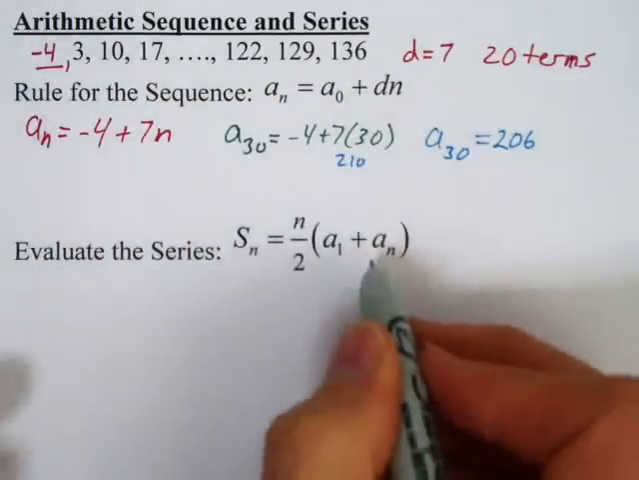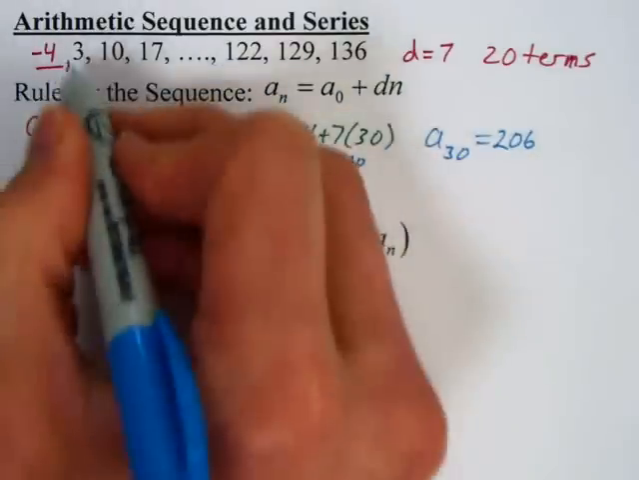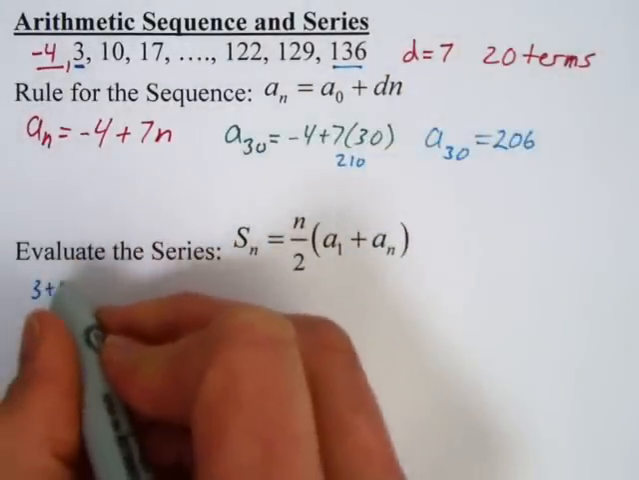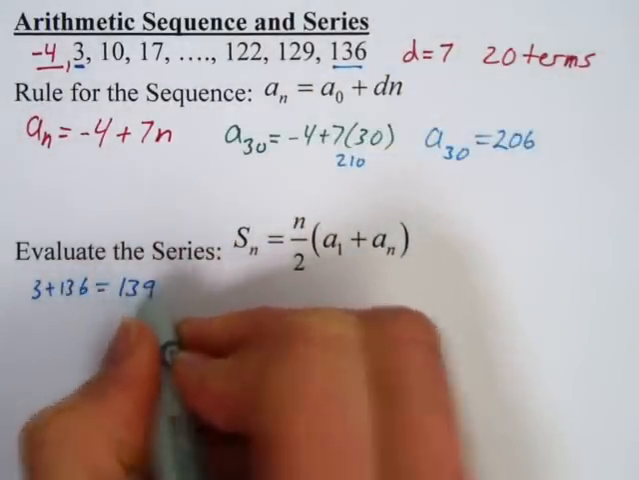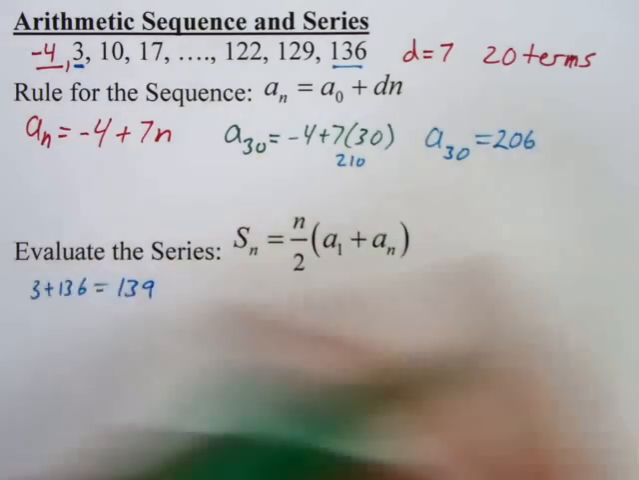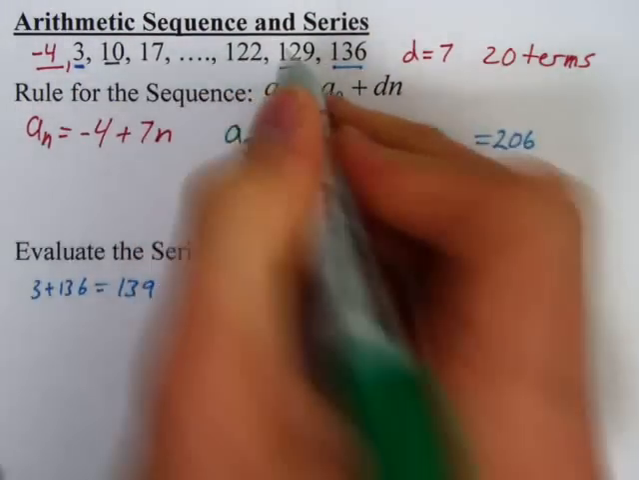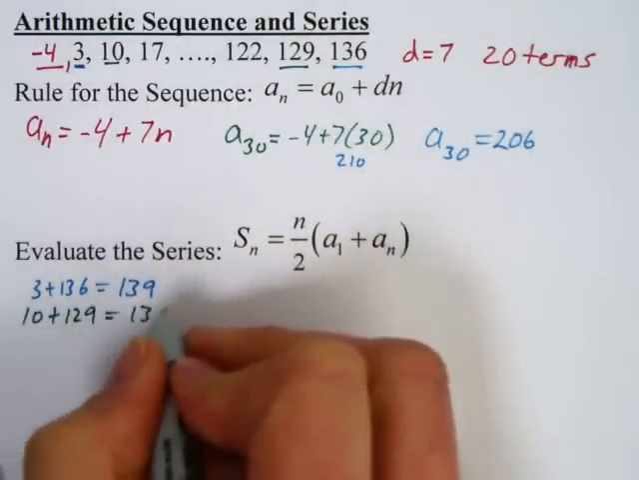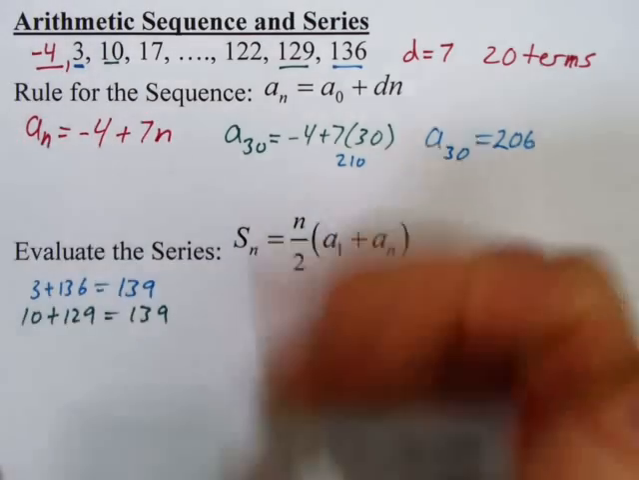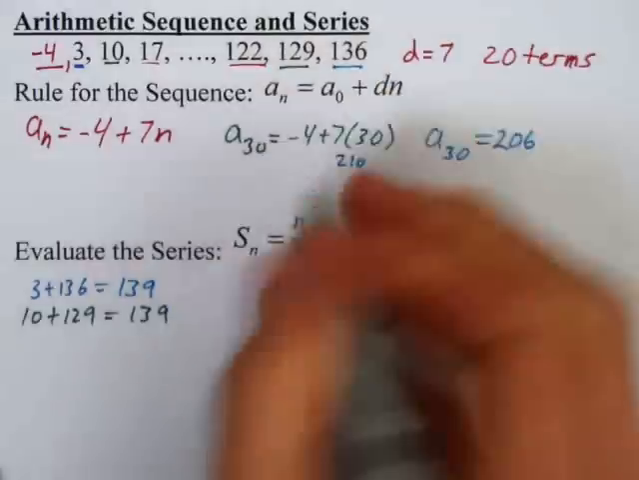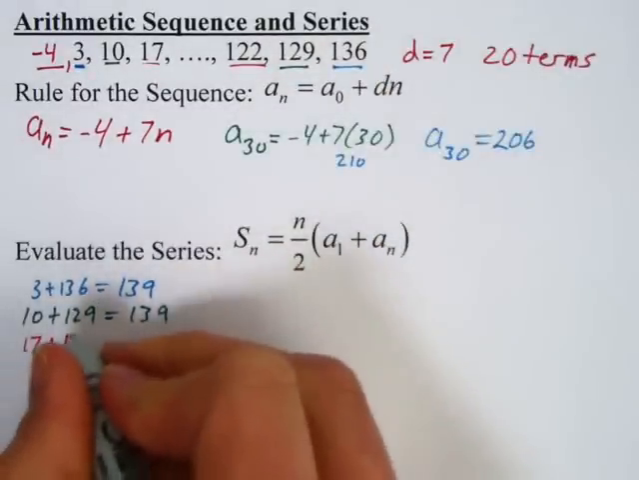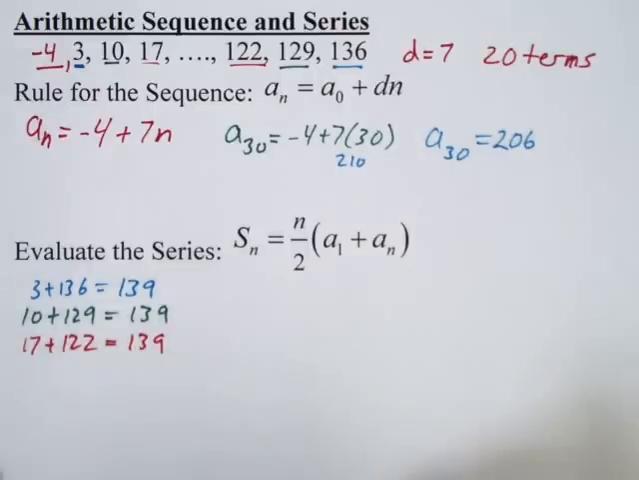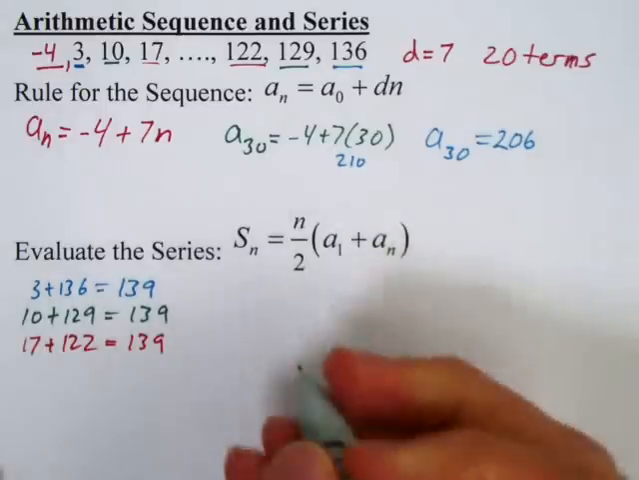If you just take the first term and the last term, add those together. What's 3 plus 136? Well, it looks like 139. Okay, let's take the next one. 10 and 129. What's 10 plus 129? Well, that's also 139. Interesting. What's 17 and 122? Hey, wait, do you guys see a pattern? 139 every single time? Maybe it'll rhyme. That was kind of funny. Alright, anyways, 139 each time.